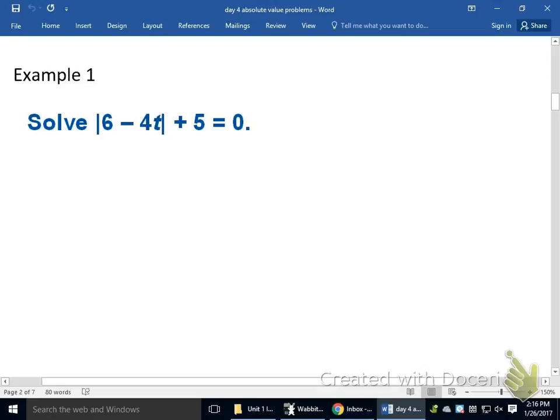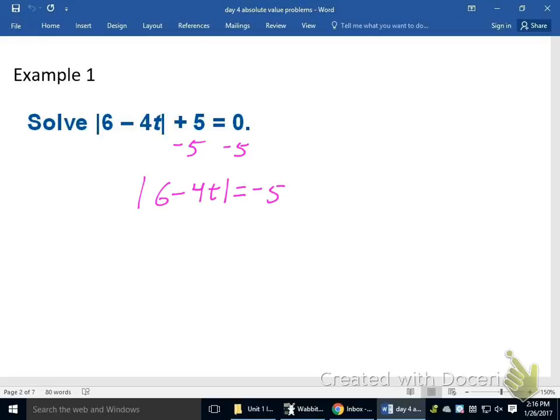So this is example 1, and whenever you're solving absolute value equations, the first thing you're going to want to always do is get the absolute value by itself. I'll accomplish this by subtracting the 5 from both sides, and I'll have the absolute value of 6 minus 4t equal to negative 5. Now, like I said, you would actually split the equation up right now, except in this situation, the absolute value equals a negative. And we know that can't happen. Whatever I get for the absolute value here, it's never going to equal negative 5, so t has no solution on this problem. You are finished.